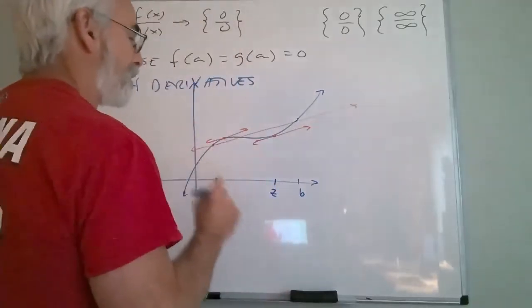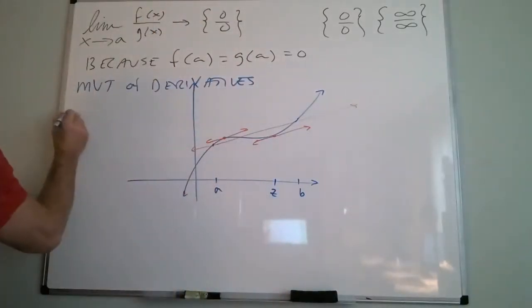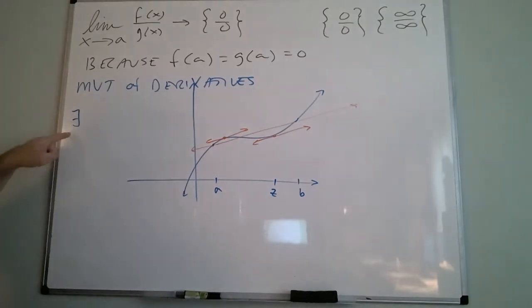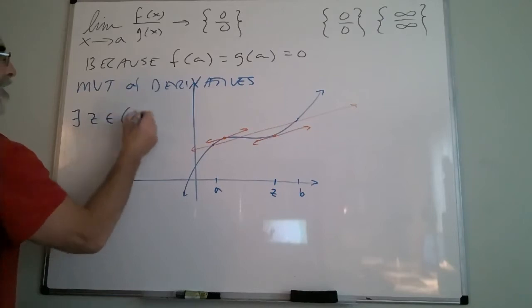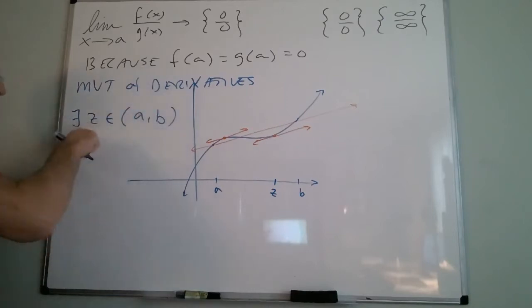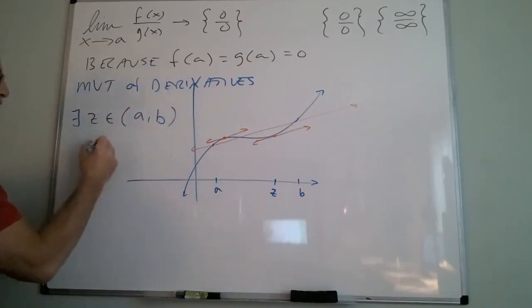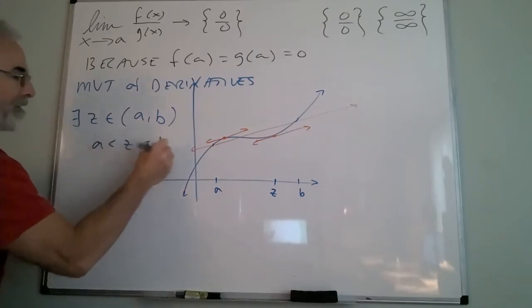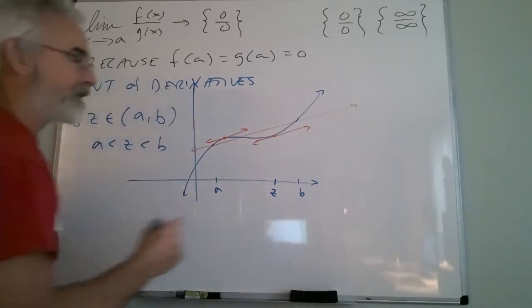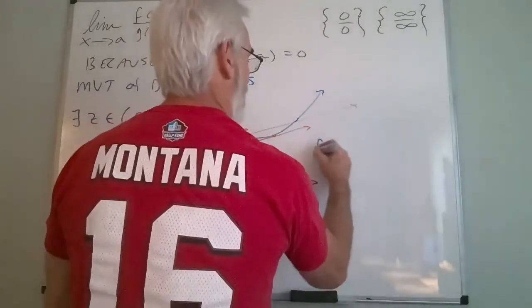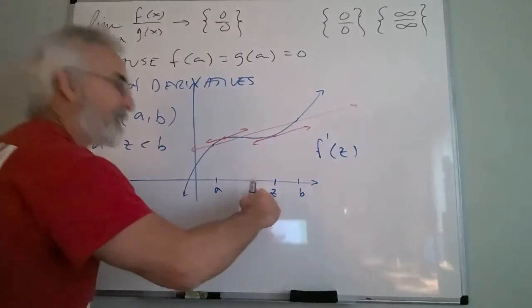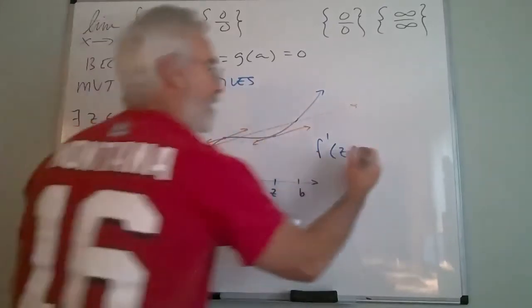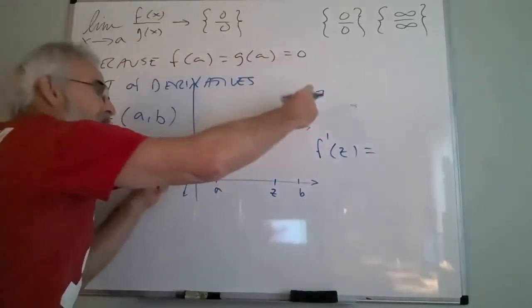So the mean value theorem said there exists, I'm going to use the there exists symbol, that's the backwards capital E, z in the open interval from a to b. z is an element of the open interval. In English, that just means z is between a and b. That's all that means. Such that f prime of z, that would be the slope of the tangent line passing through z, must equal the slope of the secant line.